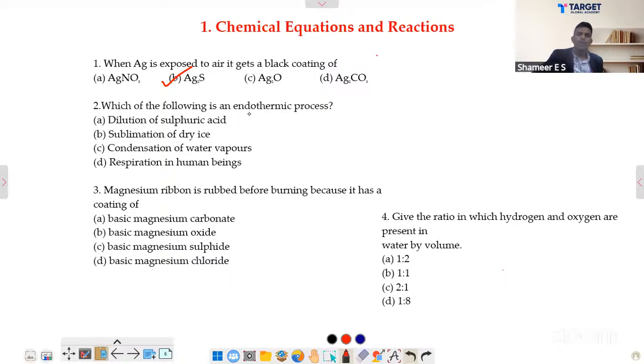Now the next question. Which of the following is an endothermic process? Dilution of sulfuric acid, sublimation of dry ice, condensation of water vapors, respiration in human beings. Which will be the answer? Anyone? Which is the endothermic process? Anyone can say which is the endothermic process?